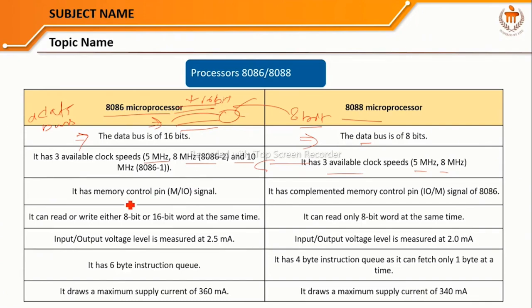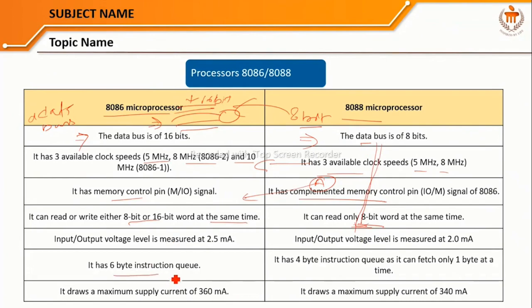It is using complicated memory control. It means its configuration architecture is more complicated than the 8086. It can read and write either an 8-bit or a 16-bit word at the same time because of its speed, while the other can only read 8 bits. Why? Because it has 8-bit data.